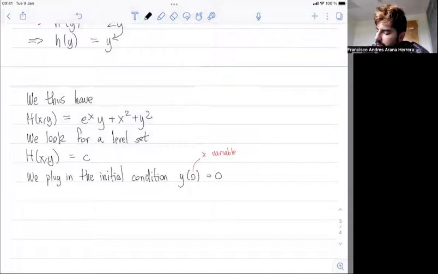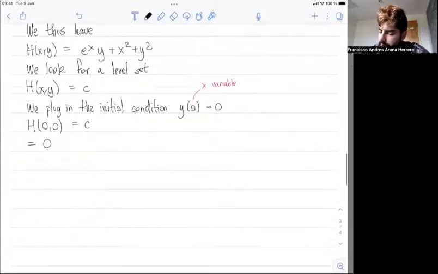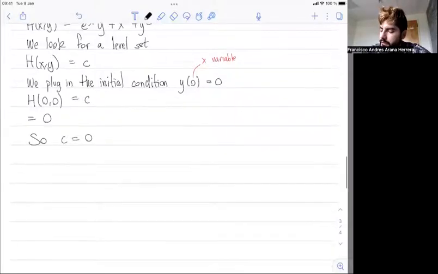So then let's plug in this initial condition, and we're going to get that h of 0, comma 0 is, because x is equal to 0, y is equal to 0, and this should be equal to c. But what is h of 0, comma 0? Well, you look at the thing up top here and plug in zeros everywhere, and you see that it's 0. So c is equal to 0.